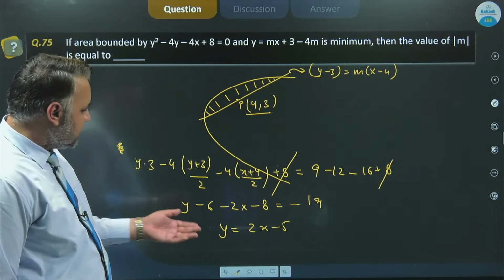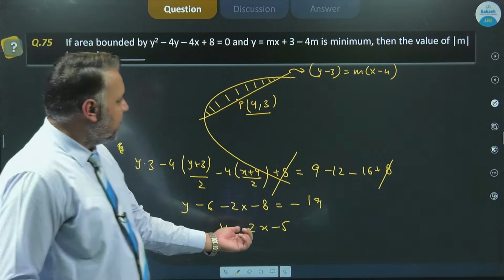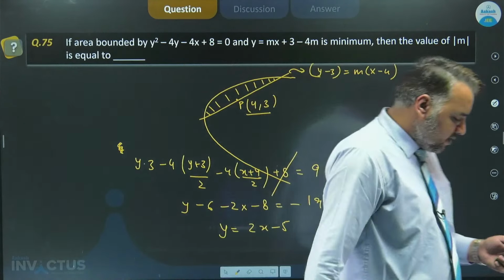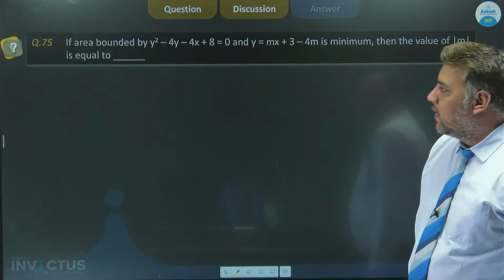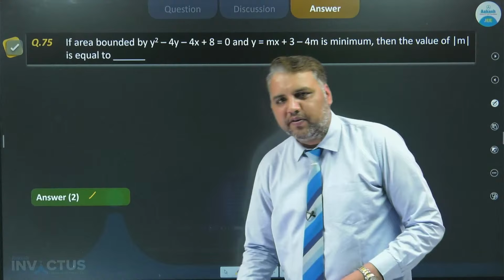So this is the equation of this chord. Okay, the slope will be 2. So m is 2, so mod of m is again 2. So this is the correct answer. Okay. Thank you.